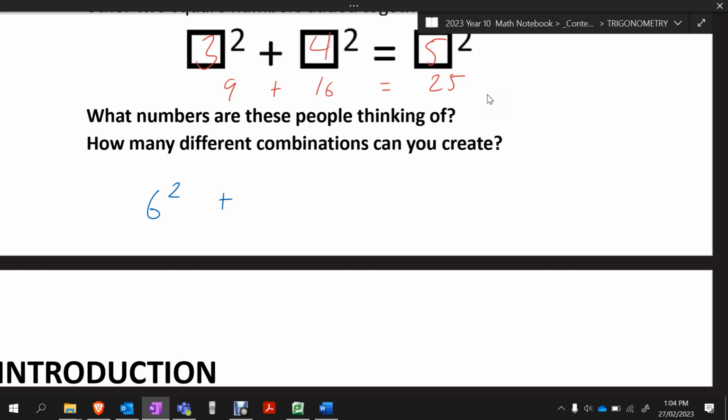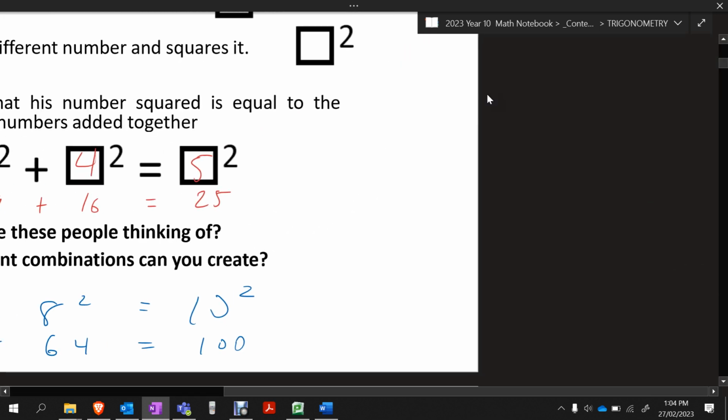Did you double this number? Because that could work. Double of 3 is 6, double of 4 is 8 squared, and double of 5 is 10 squared. And if we work that out, you get 36 plus 8 8s are 64 equals, what's 10 times 10? 100. It works. Crazy math. Give me another one, Colin.